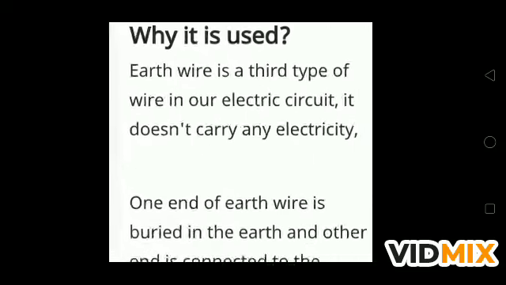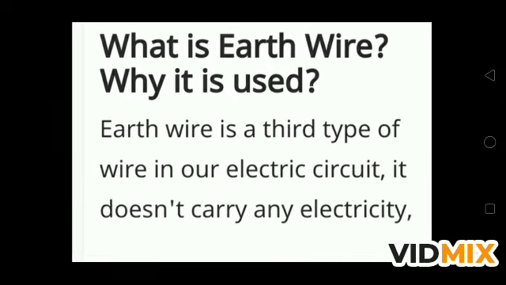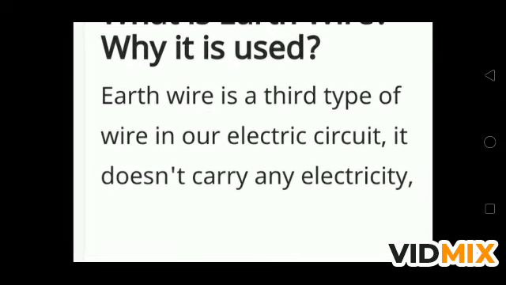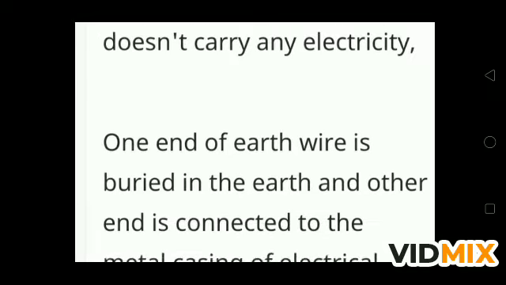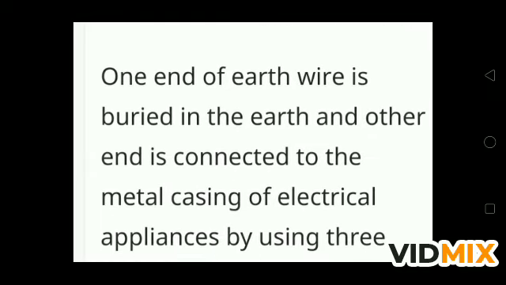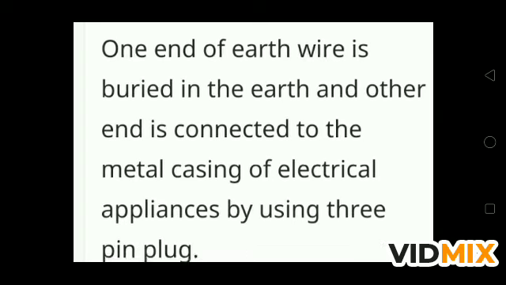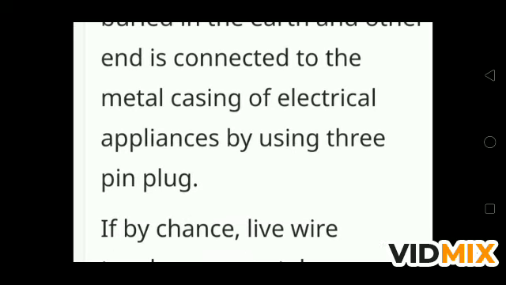What is the earth wire and what is the use of the earth wire? The earth wire is the third type of wire in our electric circuit. It doesn't carry any electric current. इसमें कोई current flow नहीं करती. One end of the earth wire is buried into the earth and the other end is connected to the metal casing of the electric appliance by using a 3-pin plug. If you see any appliance which has a 3-pin plug, and if you see the 3 pin sizes, one pin is bigger, longer and thicker. That pin is known as the earth pin.